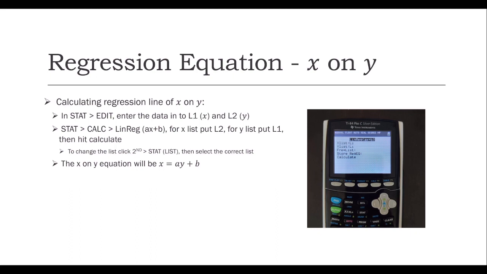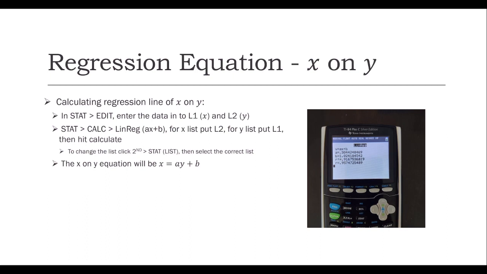So then your x on y equation will be x equals ay plus b. So your equation would be x equals a, which is 0.304, times y plus b, 1.024. So in this equation, you're using y to find x.